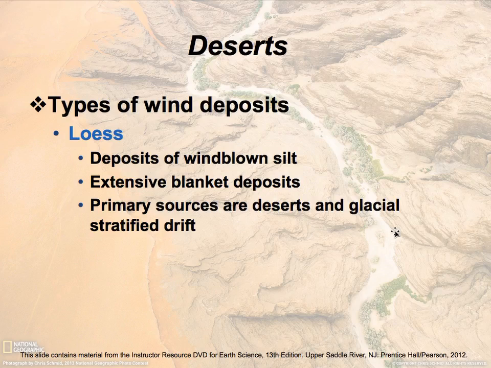Wind deposits can be characterized a couple different ways. Loess is a general catch-all term for deposits of wind-blown silt. They are often aerially quite extensive. They cover large areas, and primary sources are deserts and glacial stratified drift. Remember, glacial drift is oftentimes unsorted, but in a stratified drift deposit, there's going to be a lot of that glacial flour, which is very, very, very fine.